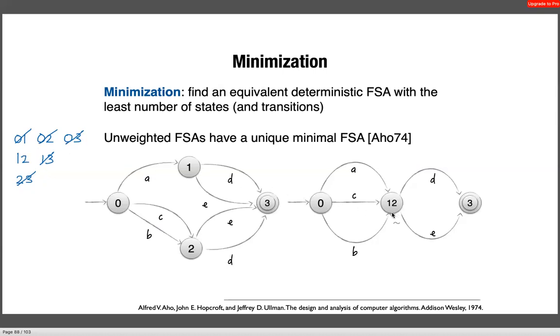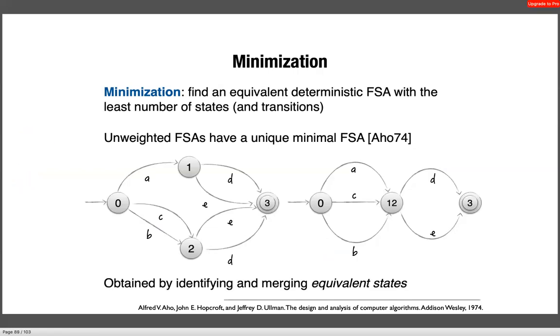Here you'll see 1,2 is merged, and then you add the appropriate transitions from 0 to 1,2 and from 1,2 to 3. So this is the resulting minimized machine. This is roughly the minimization algorithm. I'm not being very formal about this because you don't need to know exactly the details of the minimization algorithm, but it suffices to know that there is a minimization algorithm which can be applied to unweighted FSAs, and you're guaranteed to get a unique minimal FSA with the application of this algorithm.